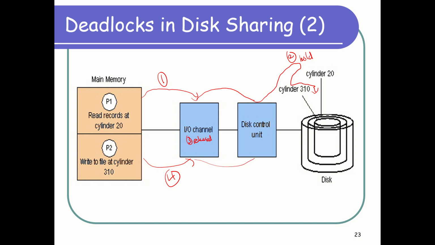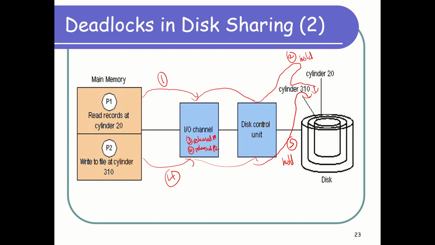It goes to the disk control unit, and it tries to locate cylinder 310. While it tries to locate cylinder 310, P2 is put on hold while the control unit moves the arm to cylinder 310. But now P1 wants to access, because the input/output channel has been released. Release P1, release P2.